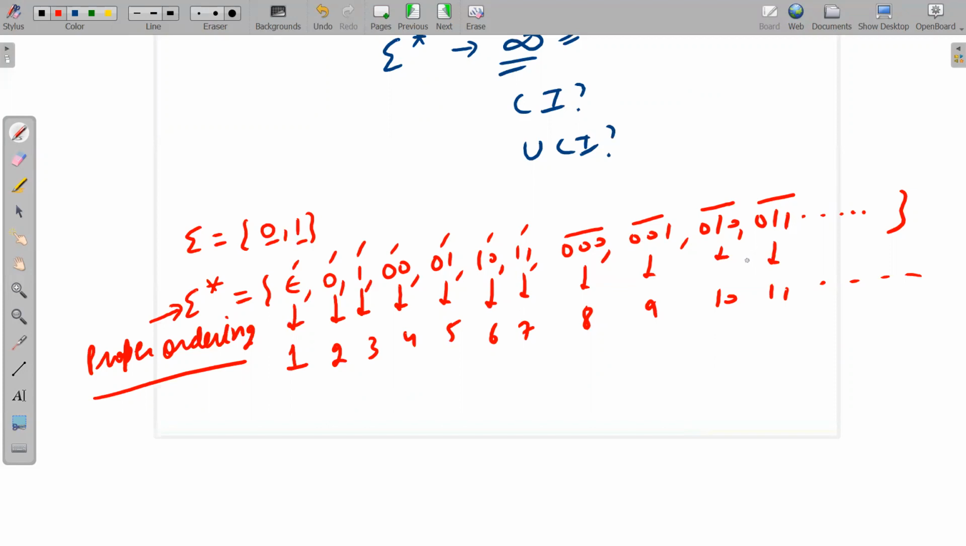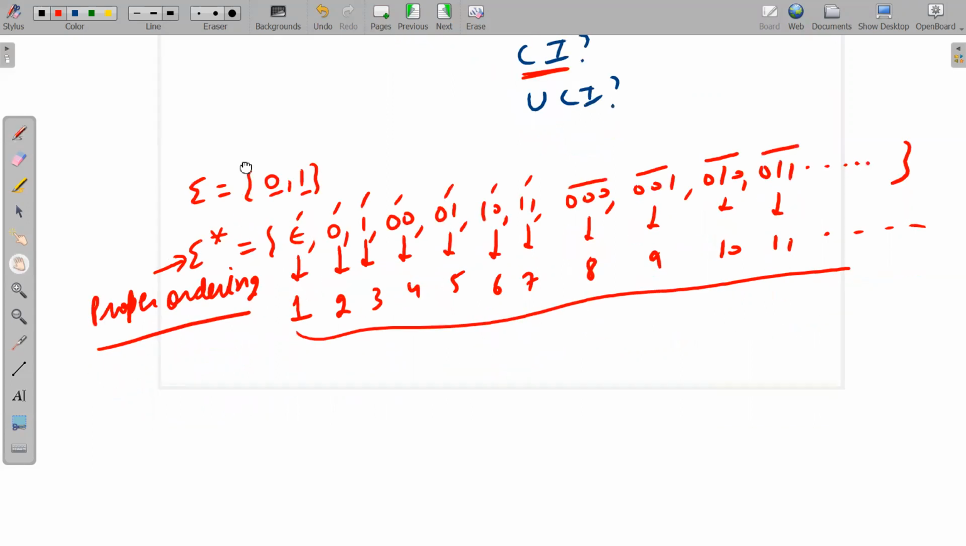I hope I have made the point clear. I am not going into pretty much detail because this is a basic course. You just try to remember the fact that sigma star is countably infinite. Why is it countably infinite? Because I have established a one-to-one correspondence between the natural number set and sigma star.